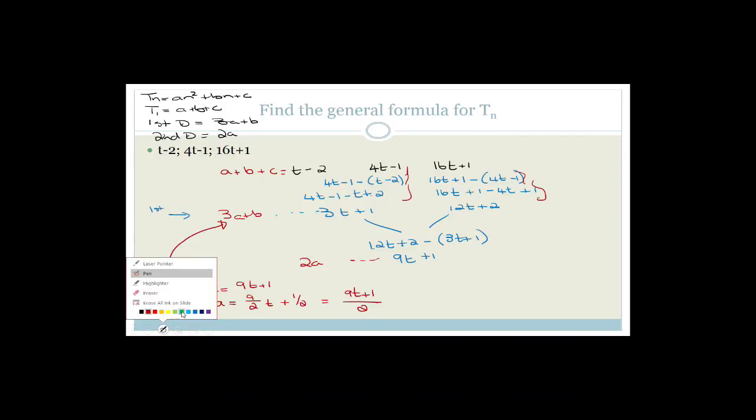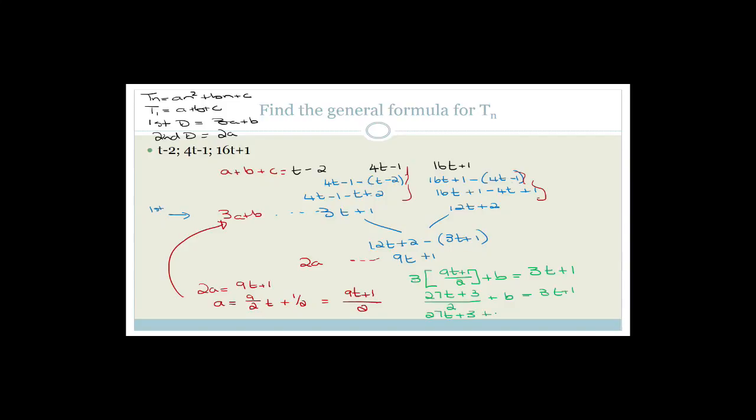So if I do that, and I'm going to write it over here, we've got 3 times 9t plus 1 over 2 plus b is equal to 3t plus 1. Okay, so if I multiply this, 9 times 3 is 27t plus 3 all over 2 plus b is equal to 3t plus 1. Let's multiply everything by 2, so you end up with 27t plus 3 plus 2b is equal to 6t plus 2. And I'm running out of space, so I'm going to write up here on the top right hand side.